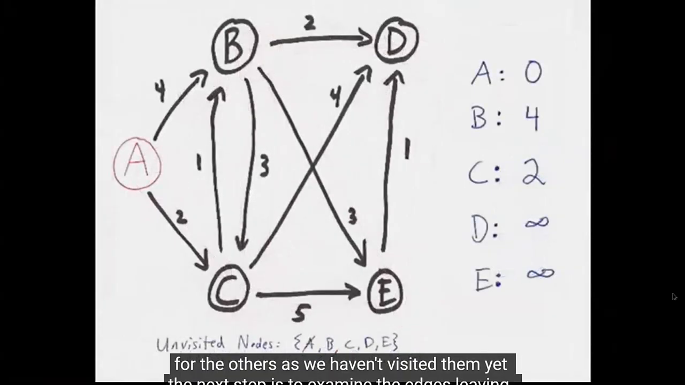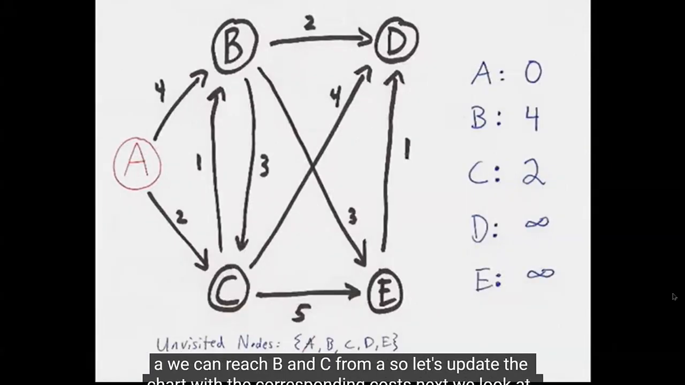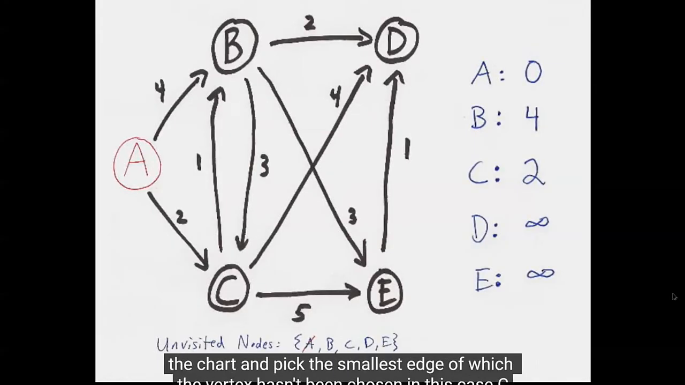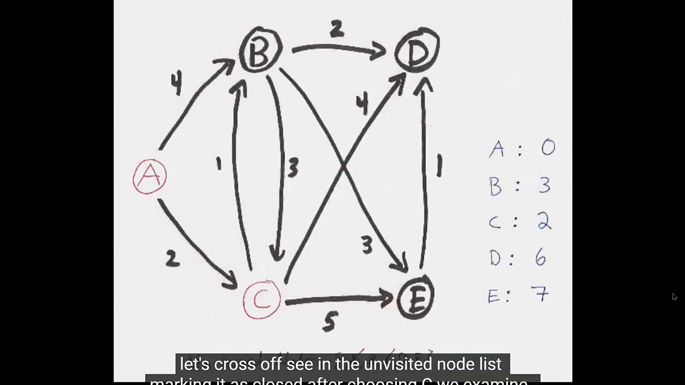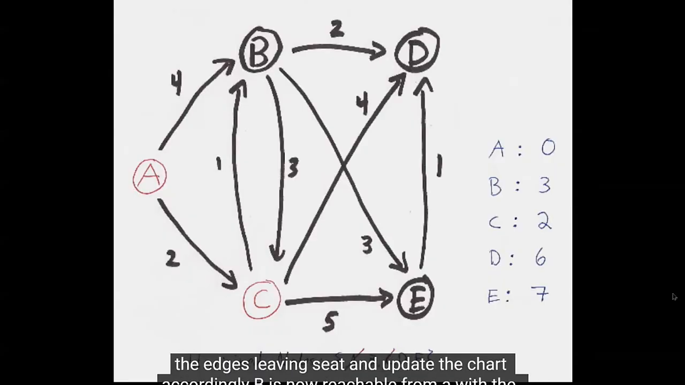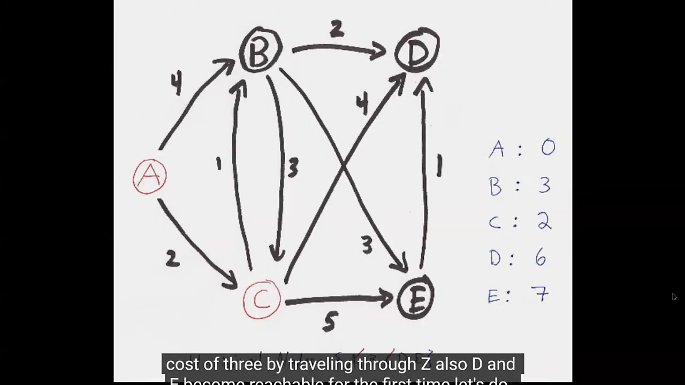The next step is to examine the edges leaving A. We can reach B and C from A, so let's update the chart with the corresponding costs. Next, we look at the chart and pick the smallest edge of which the vertex hasn't been chosen. In this case, C. Let's cross off C in the unvisited node list, marking it as closed. After choosing C, we examine the edges leaving C and update the chart accordingly. B is now reachable from A with a cost of 3 by traveling through C. Also, D and E become reachable for the first time.